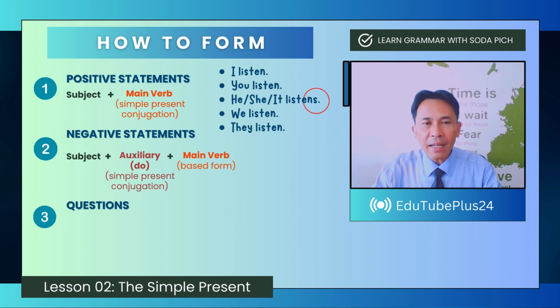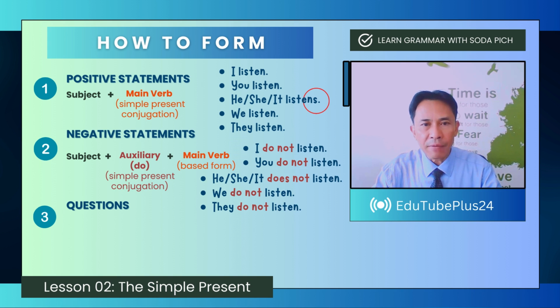When we write a negative in present simple, we need to include the auxiliary verb or the helping verb do or does conjugated to match the subject. Here are some examples for negatives in present simple with the main verb listen. I do not listen. You do not listen. He, she, it does not listen. We do not listen. They do not listen. Now, unlike when we are writing positives, we always use the base form of our main verb.